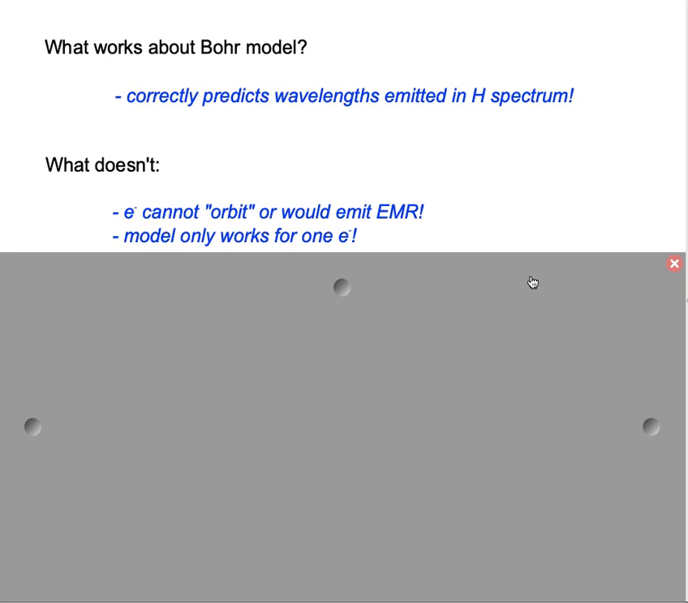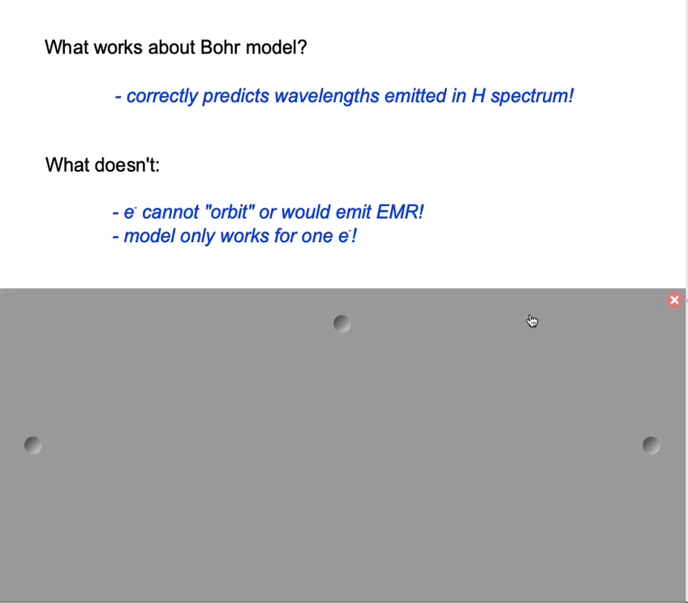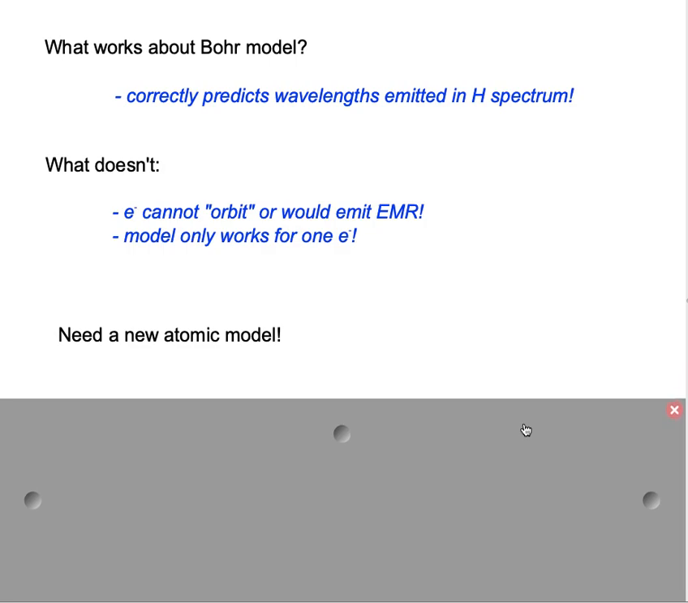The other limitation is that his quantitative model only worked for atoms that have one electron. It did not work once you added another electron. So we need a new atomic model, which we'll talk about in the next unit, which is the quantum mechanical model of the atom.